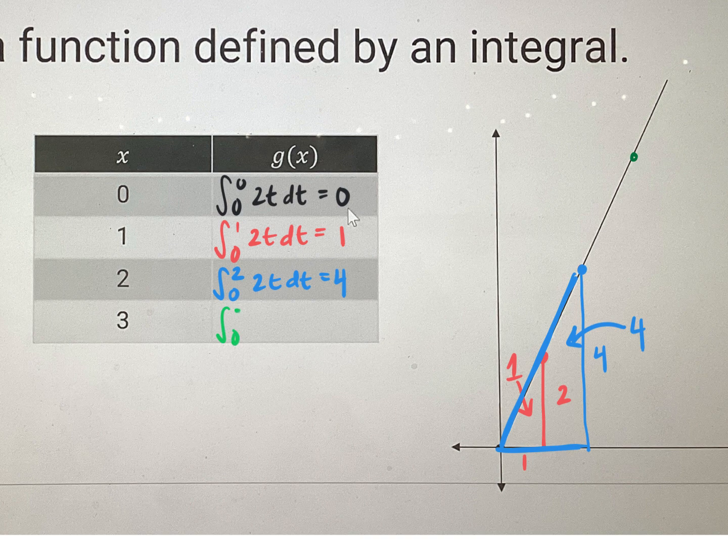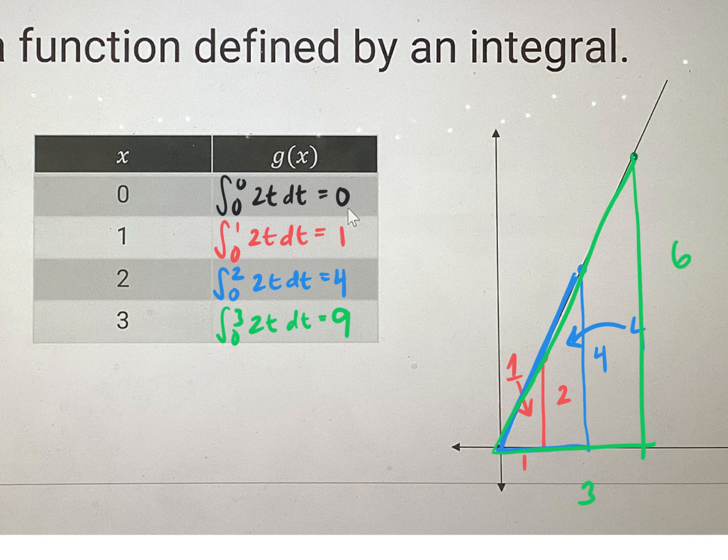From 0 to 3 of 2t dt, if I were to find the area of that big triangle, I would have a side length of 3 down on the bottom. What's my height going to be of that triangle? 6. So 1/2 base times height would give me 9. Well, yeah, and then divide by 2.